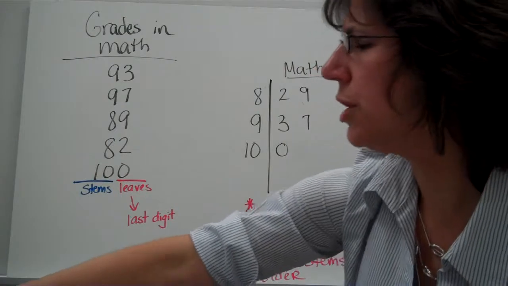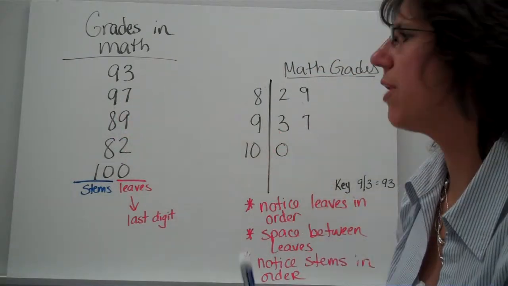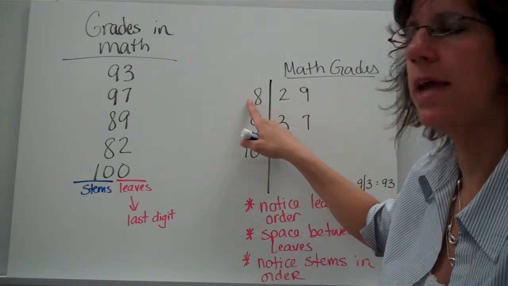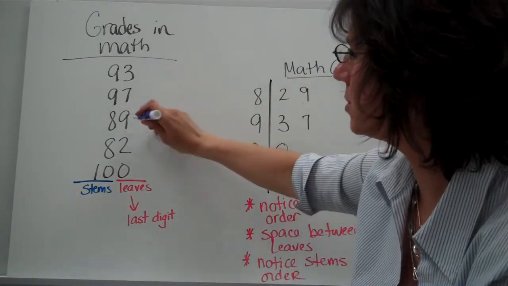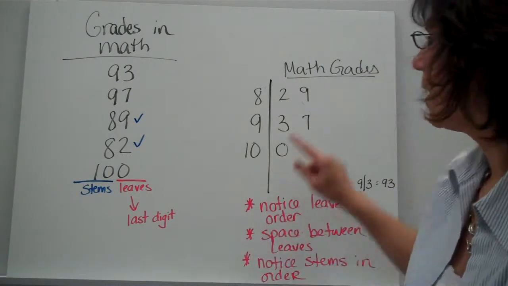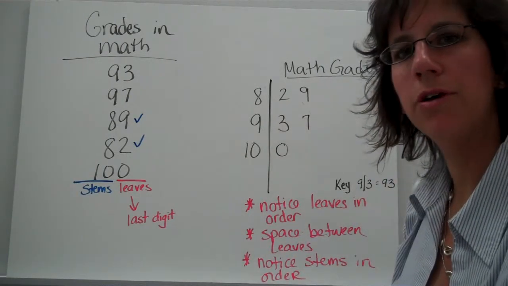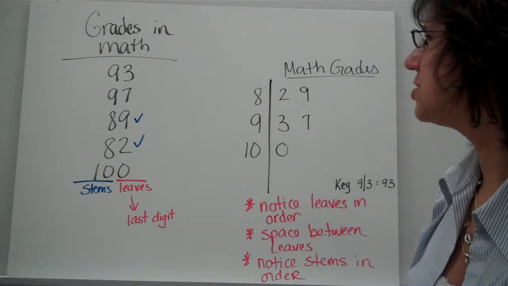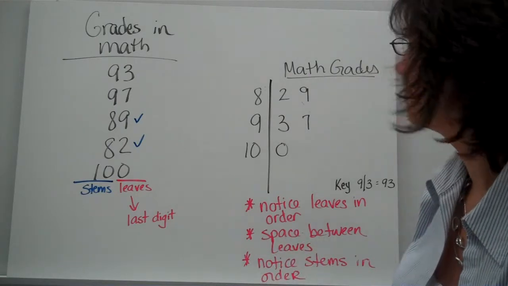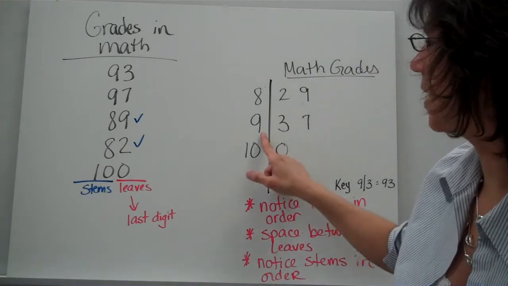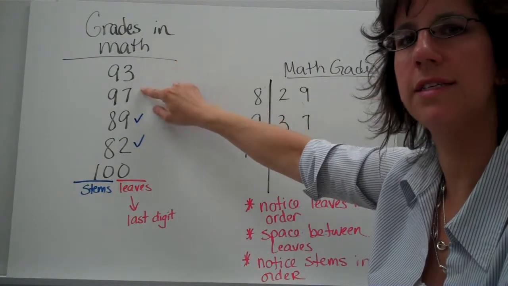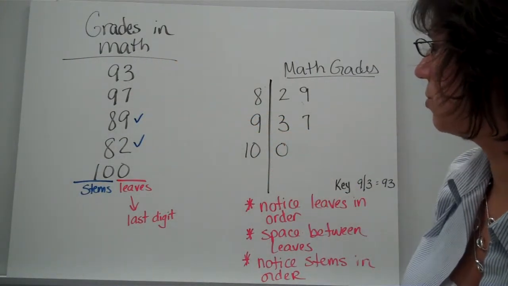So when you go to put your data into your graph, I would say, okay, here's my 80s. I would find all my 80 numbers and look at the leaves. We've got a 2 and a 9. Make sure your leaves are in numerical order as well. Also, it's helpful to leave some kind of space in between the numbers so that it doesn't get confused. Now I'm going to look at my 90s. Here are my two 90 numbers. I've got a 3 for a leaf and a 7, and they've been placed in numerical order.